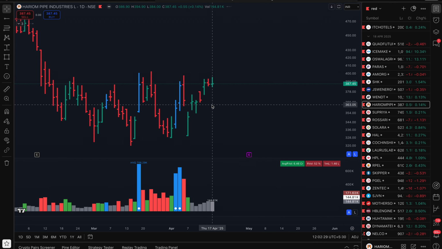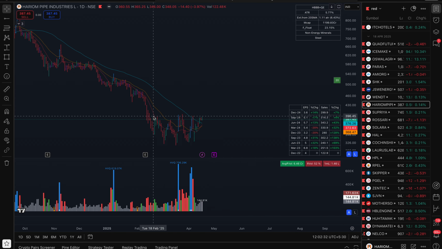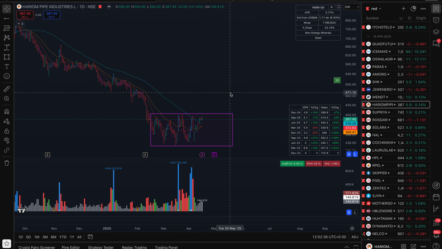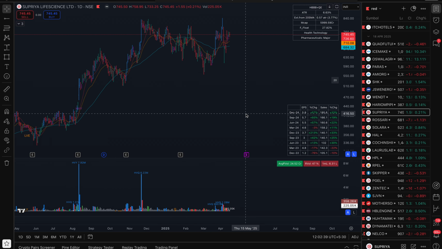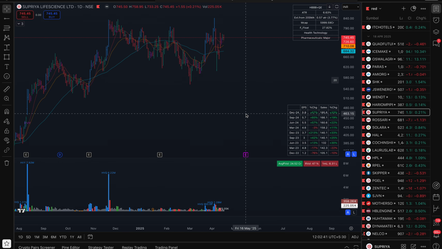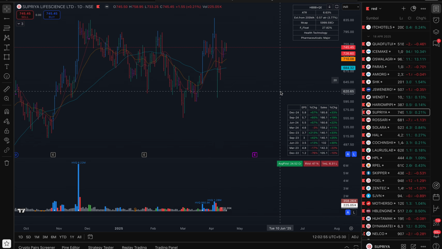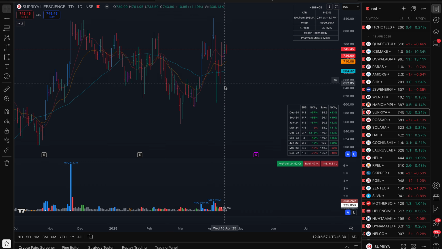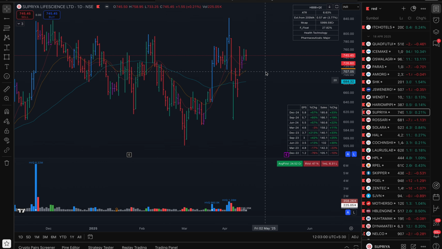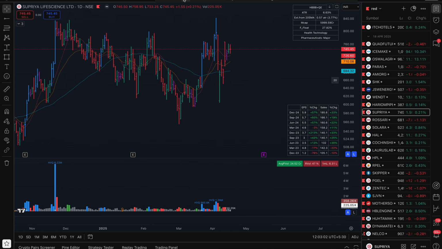Let's go to Hariom Pipes. It's a decent reversal base, also 2-day tight. So now Supriya is a continuation base, really nice continuation base. Now there was a failed breakout, or let's say a fake out, because the stock broke out and on the same day it squatted, so it would be a fake out rather than a failed breakout. But again, after this Black Monday, it has come back and set up at around a pivot.